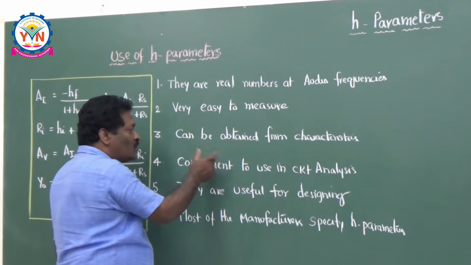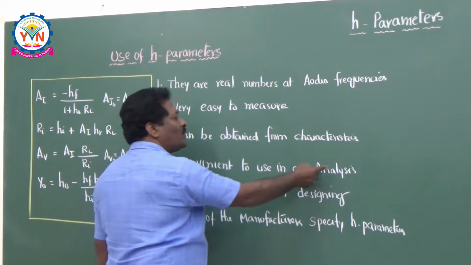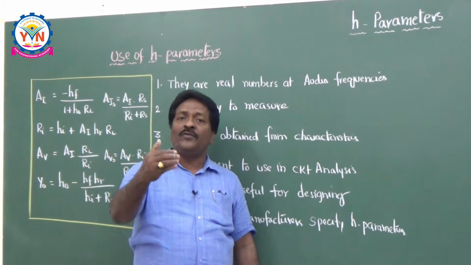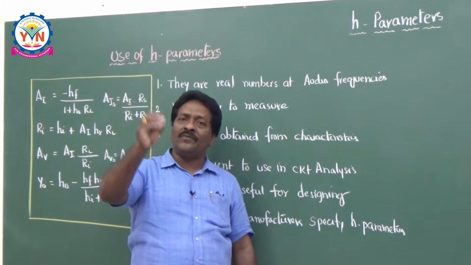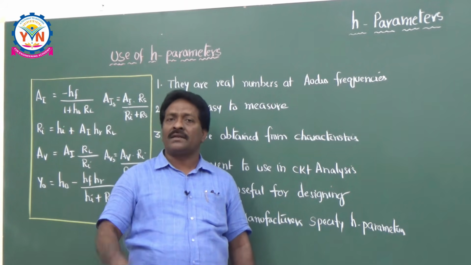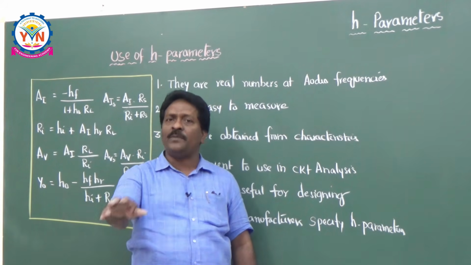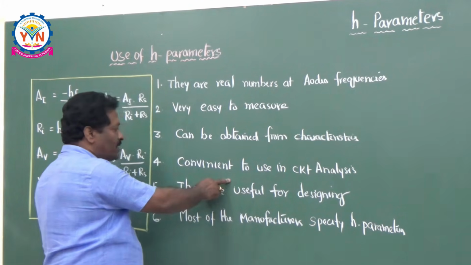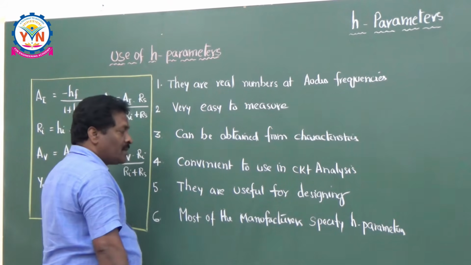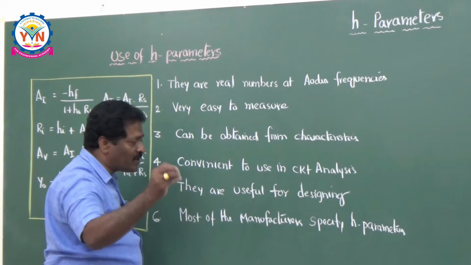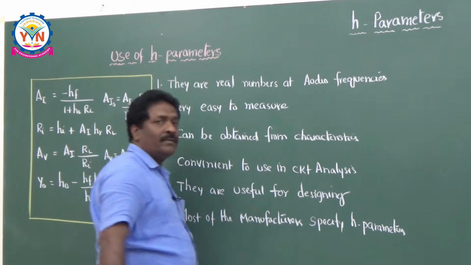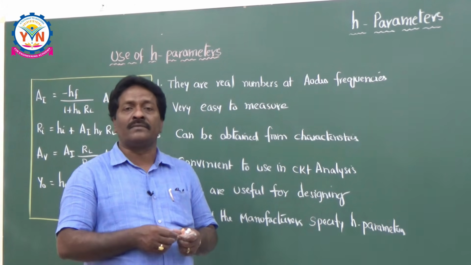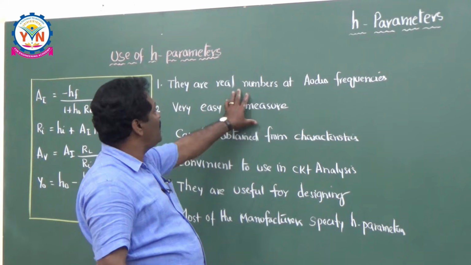And once the H parameter is known to you, it is very much convenient to use in circuit analysis. Because in electronic circuit analysis, if you want to analyze any transistors, then definitely you have to use the H parameters. The transistor model should be represented by the H parameter model for getting all these parameters. So, very convenient in circuit analysis, and they are very much useful in designing, and most of the manufacturers are very particular to specify the H parameters, because H parameters are going to decide the design of the circuits. That's the reason H parameters are very, very important.